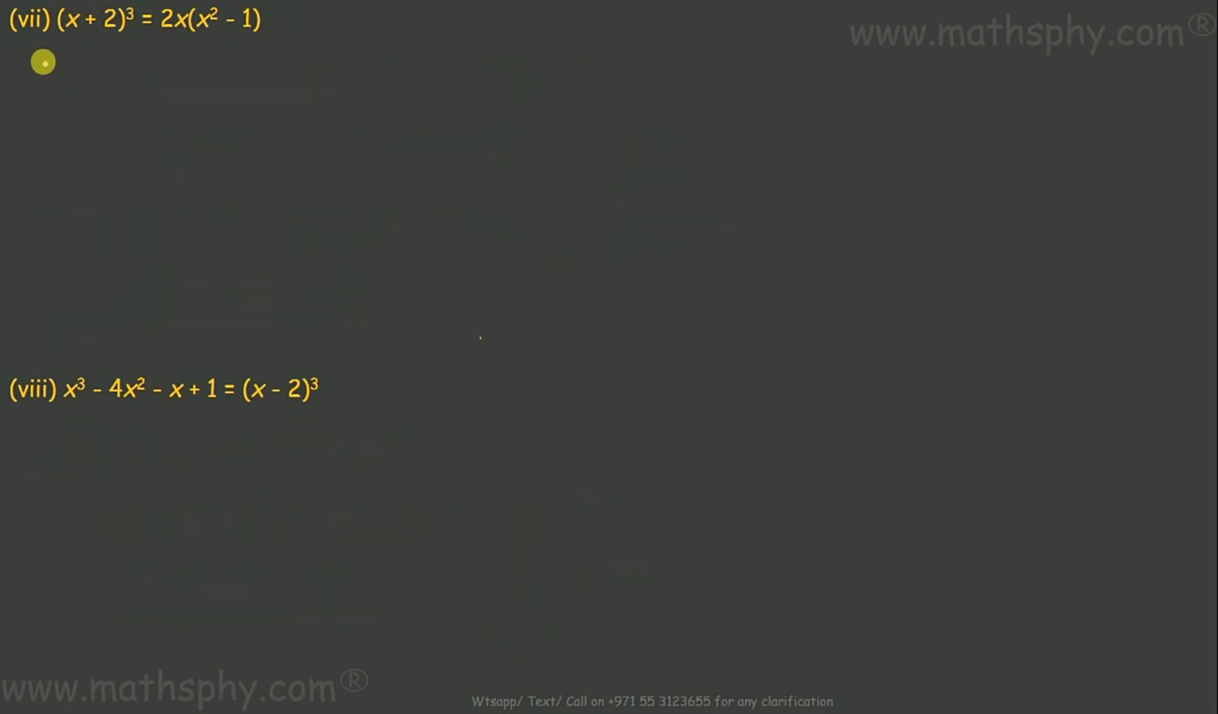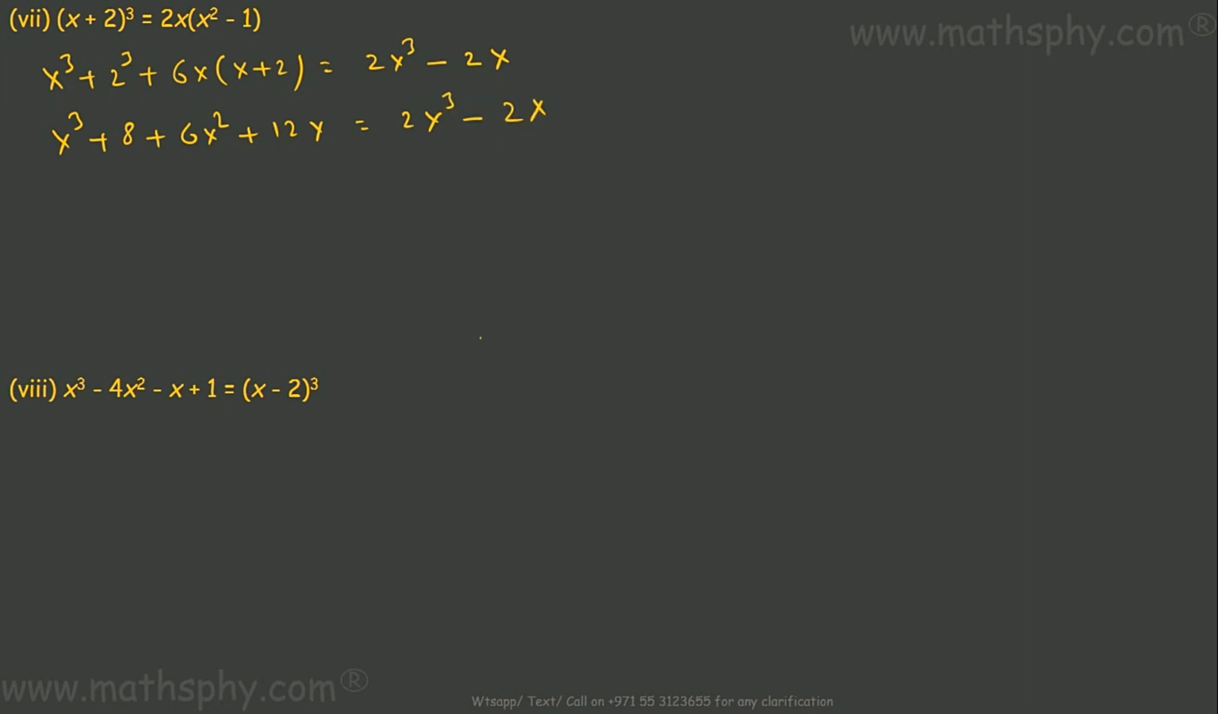This one here apparently looks like not quadratic because we have cube here, but we'll try to solve this. This is a plus b whole cube, which is a cube plus b cube plus 3ab, which is 6x, x plus 2 equals 2x into x squared gives you 2x cube minus 2x. So this will be x cube plus 2 into 2 into 2 gives you 8 plus 6x squared plus 12x equals 2x cube minus 2x.